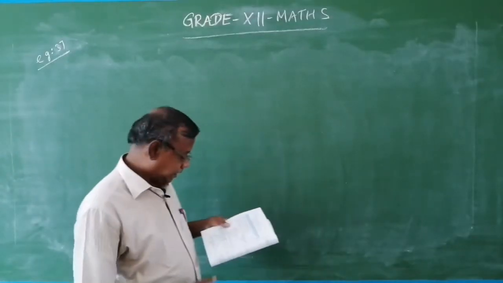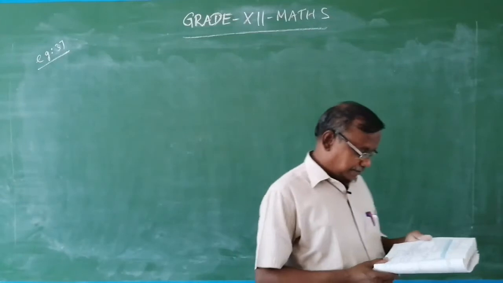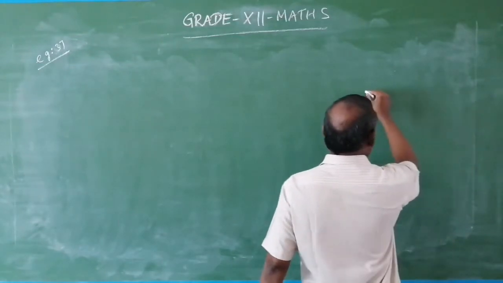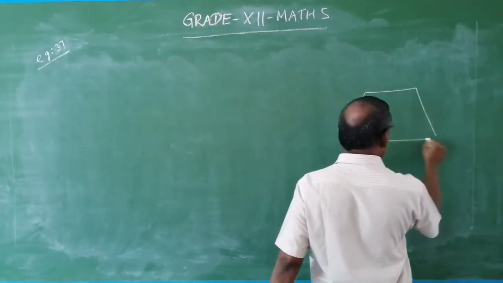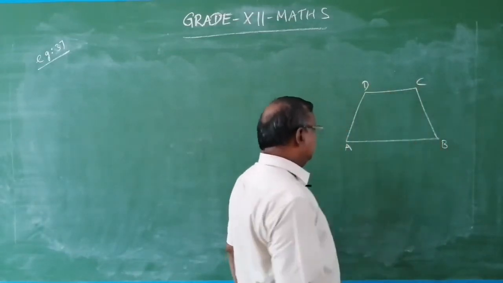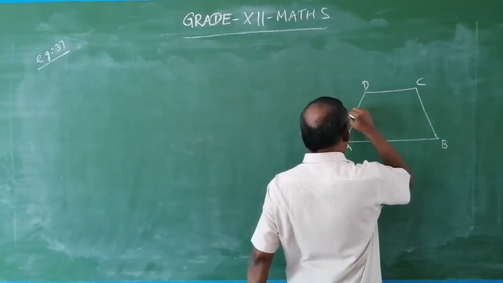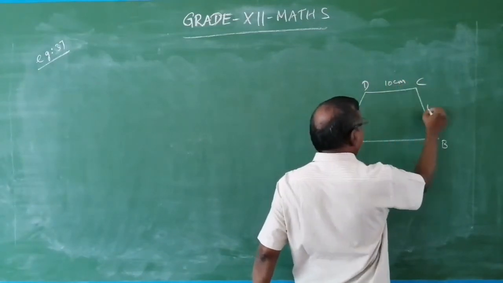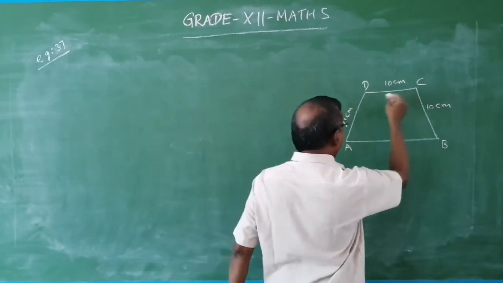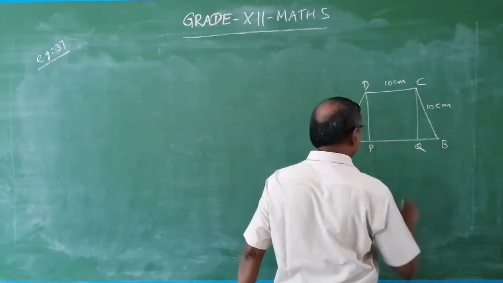37. If the length of 3 sides of a trapezium other than the base are equal to 10 centimeter, then find the area of the trapezium when it is maximum. Now consider a trapezium ABCD. Now we are given the three sides other than the base are 10 centimeter each. Draw perpendiculars from D and C. Let it be DP and this is CQ.